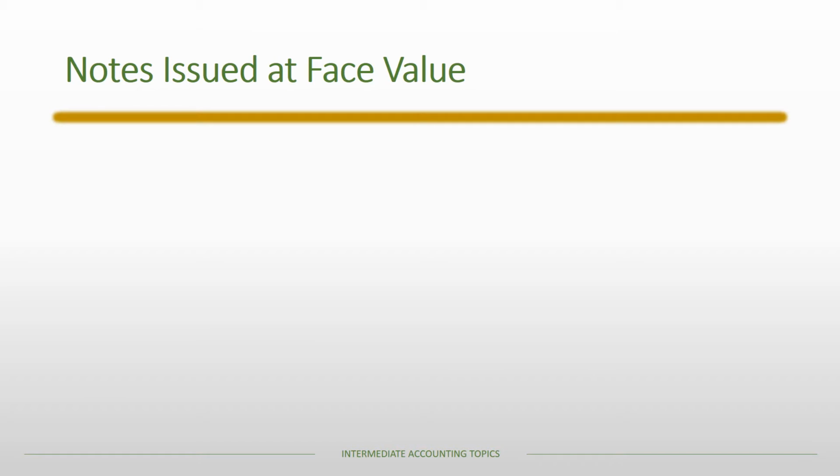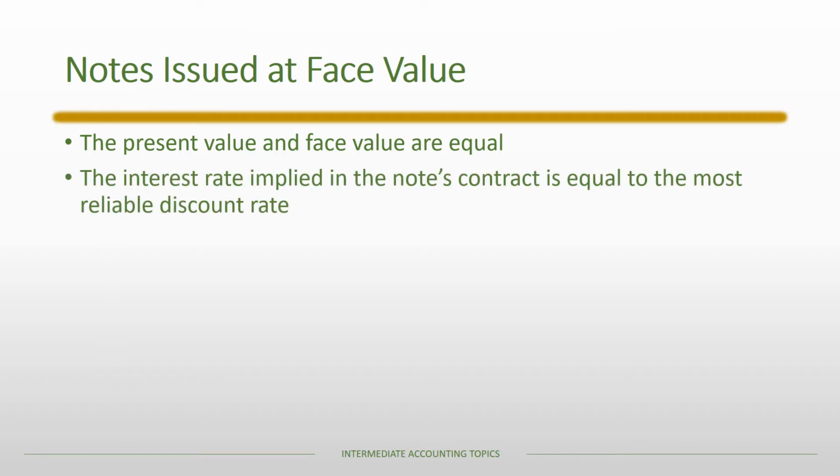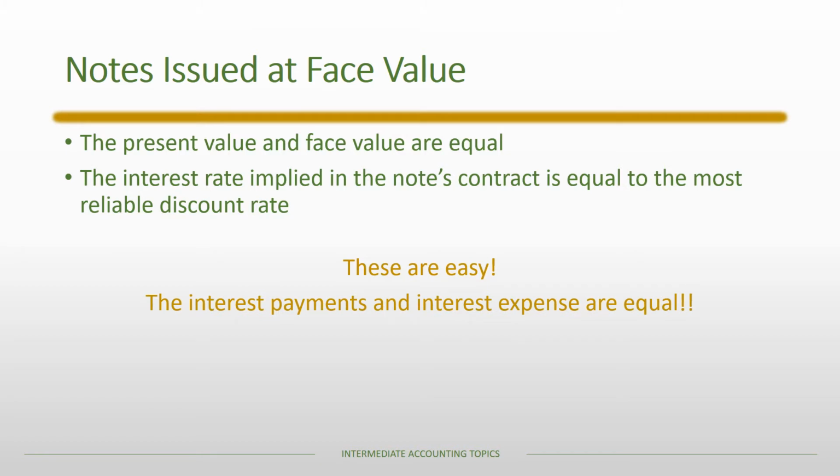All right, so let's talk about notes that are issued at face value. First of all, again, this is a situation where the present value and the face value are equal. The interest rate implied in the note's contract is therefore equal to the most reliable discount rate. The nice thing is these are really easy because the interest payments and the interest expense are going to be exactly equal to each other.